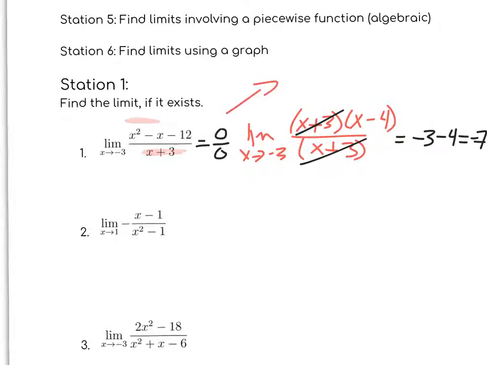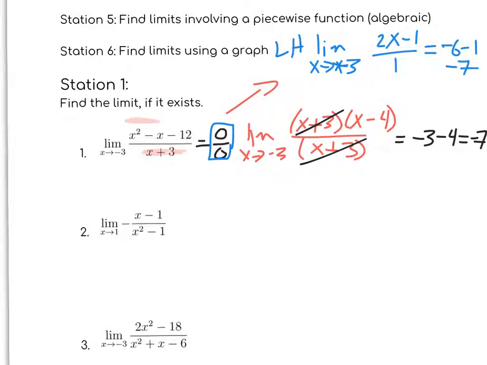From this point, if you had wanted to instead use L'Hopital's rule, which applies if we have this indeterminate form, 0 over 0, what we do is we take the derivative of the top and the derivative of the bottom. Sorry, I put negative 3. So that would be 2x minus 1 on top. On the bottom is going to be 1. If I plug negative 3 in, I get negative 6 minus 1, which is negative 7.